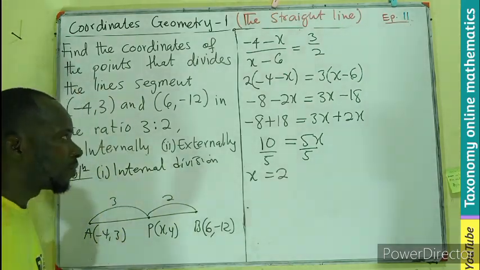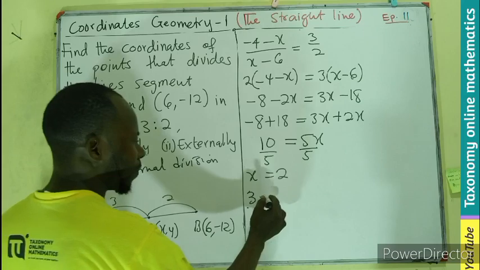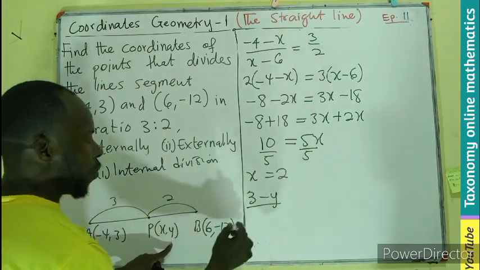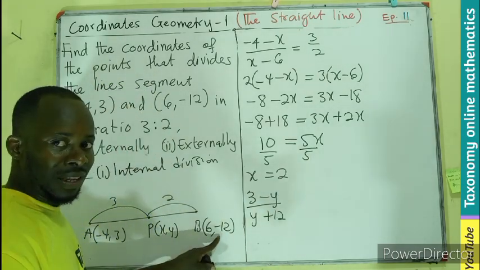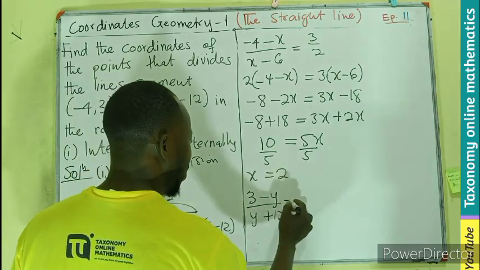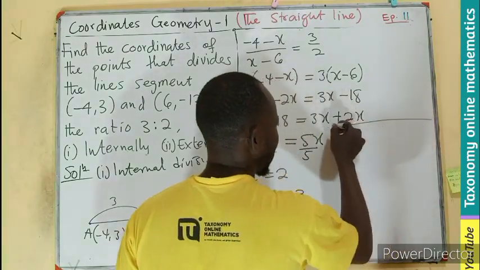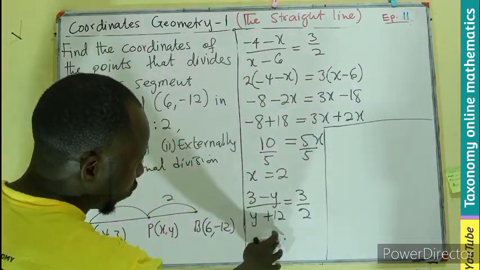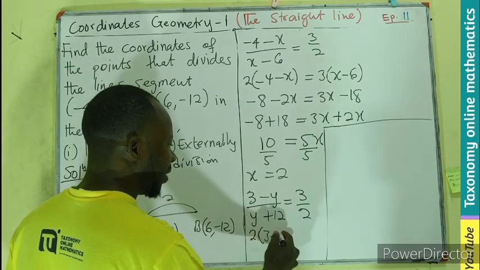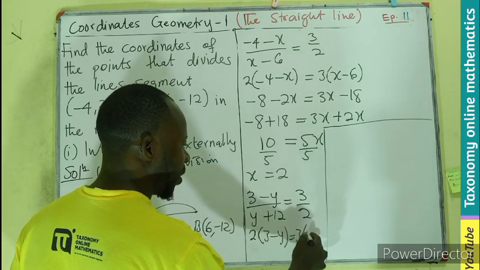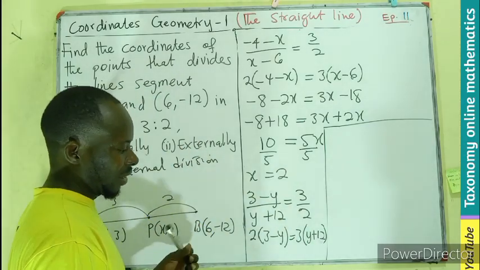Then let's come for the Y also, meaning 3 minus Y divided by Y minus minus 12, which becomes positive, right? Negative, positive. That will be equals to 3 over 2. Can I manage the space here? Let's try. So let's cross multiply. 2 will be multiplying that, so 2 into bracket 3 minus Y equals 3 into Y plus 12.